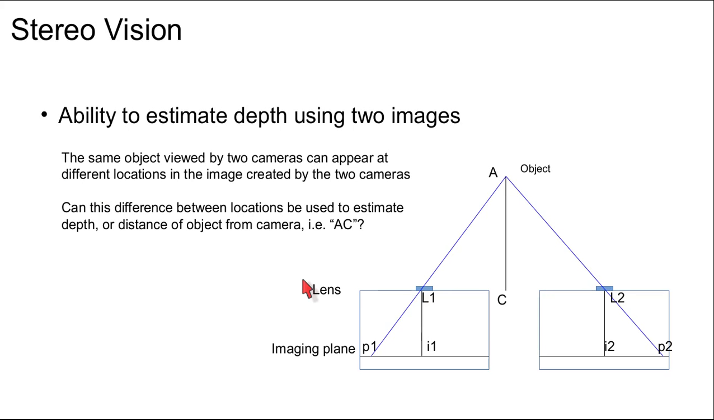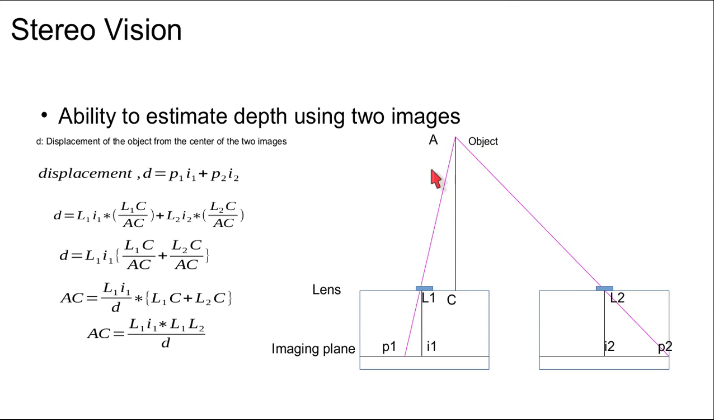Stereo vision is the ability to estimate depth using two images. So let's say you have an object and you're taking a photograph of the object using two cameras. Let's say this is camera number 1 and camera number 2, and these are pinhole cameras. The light that is coming from object A onto the imaging plane of this camera is incident at location P1. Similarly, light from object A is incident on this camera at location P2. So you can see that the image of object A is not formed at the same location on both of these cameras. And this difference in the location can be used to estimate the depth, or AC.